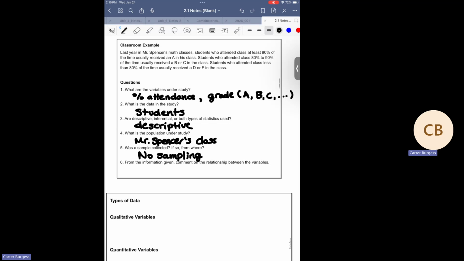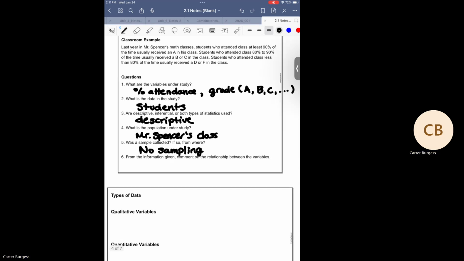Okay, and then just in general here, if we assume the kind of numerical nature of these letter grades to be consistent with our understanding of what they should be, how would we describe this relationship? What's going on to the grade as the percentage attendance increases? So as students in Mr. Spencer's class attend more classes, what tends to happen? They tend to have a higher grade. And so how would we describe that correlation? Positive correlation. Very good.